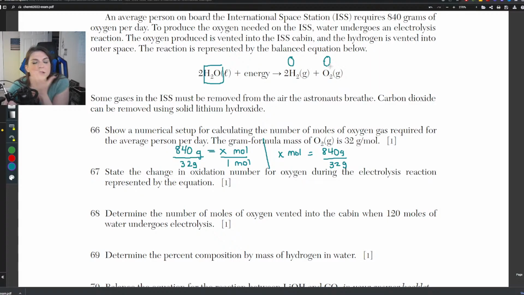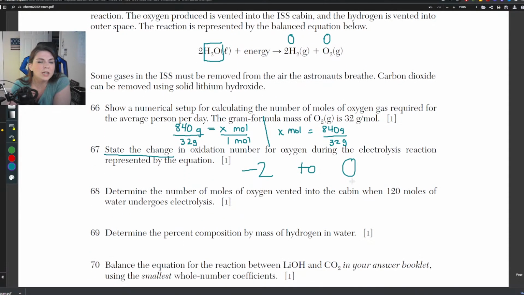So this is oxygen, the element. Even though it's diatomic, it's still 0, because that's its natural state. That's the way nature made oxygen. So the oxidation state changes. State the change. So it goes from -2 to 0. And that would be the answer. That was a lot less exciting than I thought it would be. I like when you have to do the math for it. I have a video on that if you need help with that.